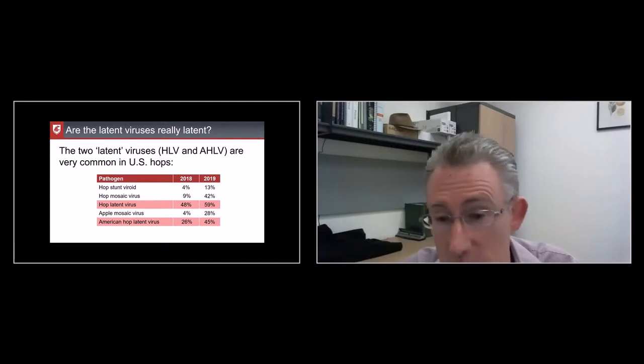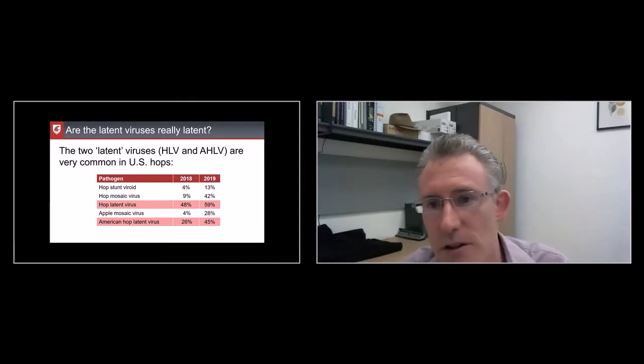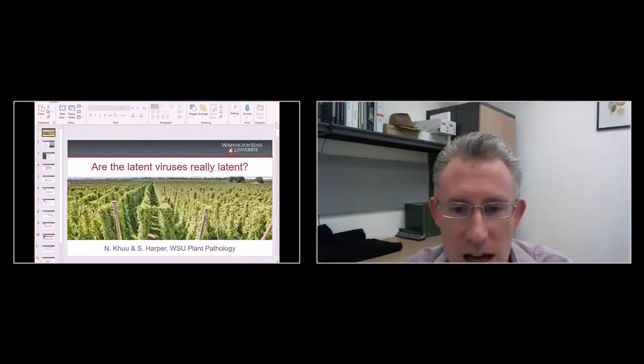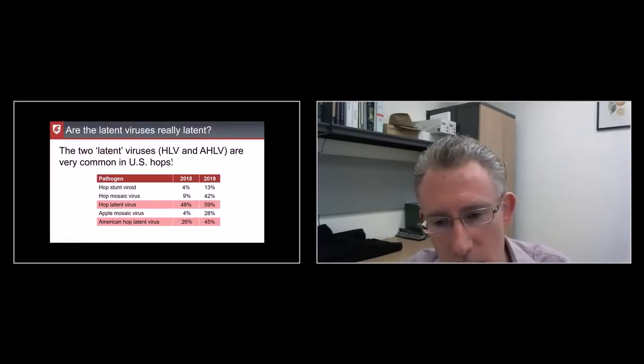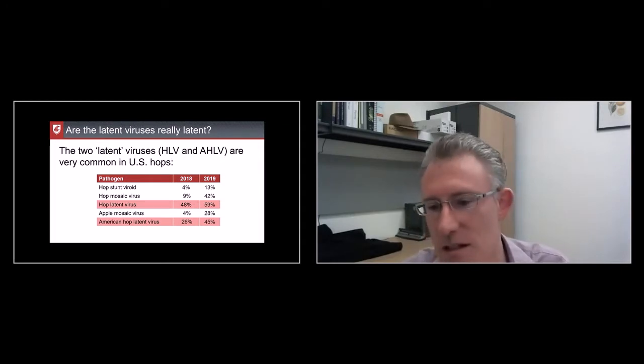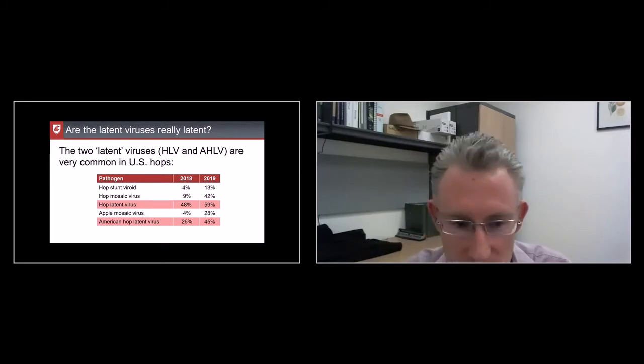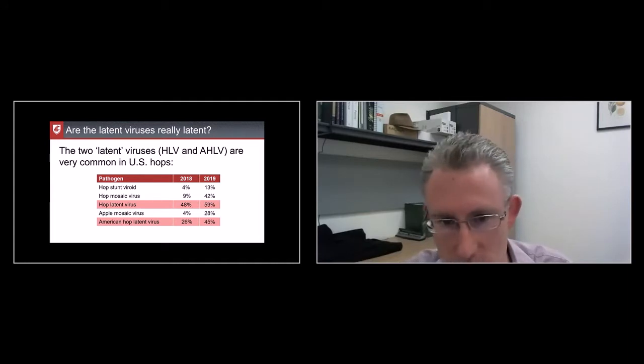Now, as I said, these two hop latent viruses are very, very common in hop, and they are almost always found in hops. Almost 60% back in 2019 of the hop samples that we'd looked at had one or both of these viruses. So they're very, very common. So what do they do?